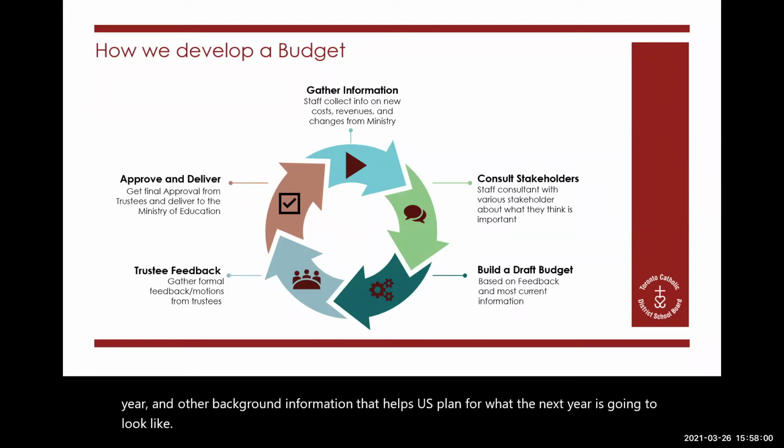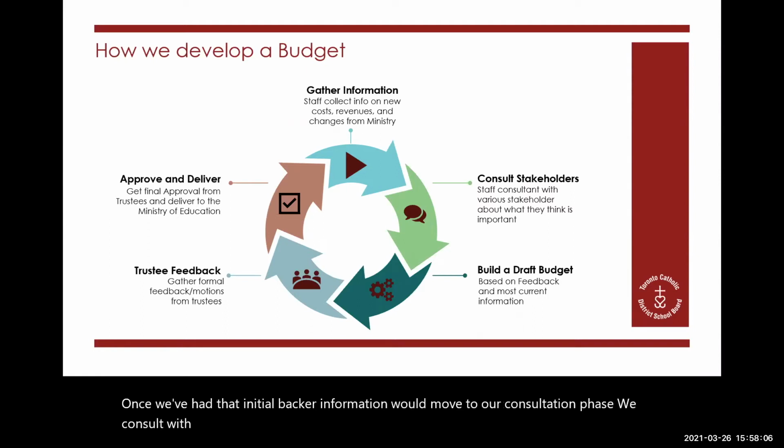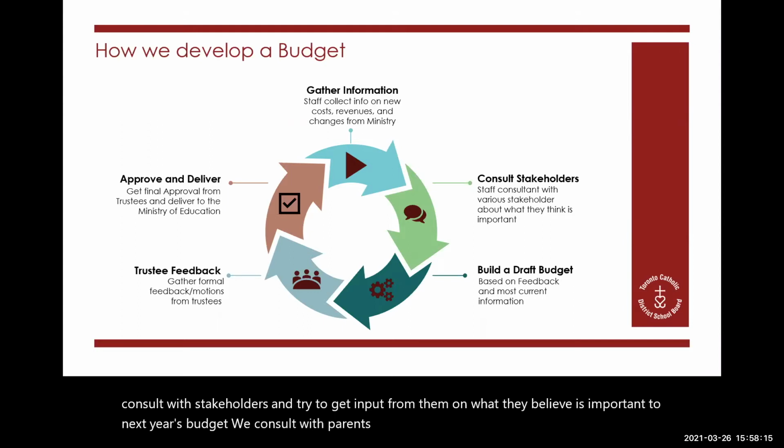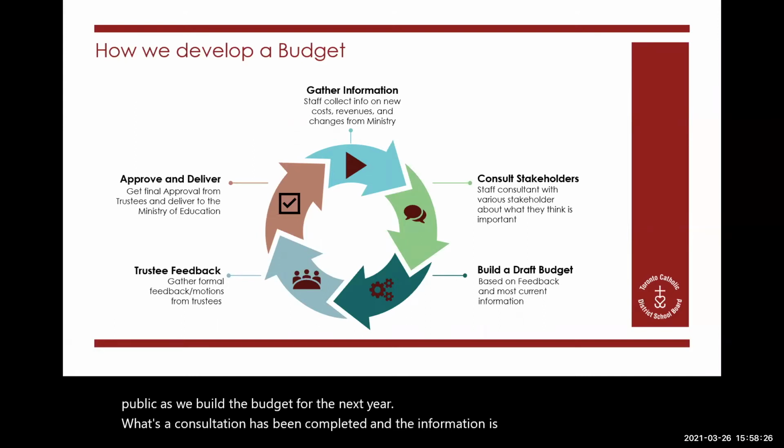Once we've had that initial background information, we move to our consultation phase. We consult with stakeholders and try to get input from them on what they believe is important to next year's budget. We consult with parents, students, our union partners, and the general public as we build the budget for the next year.